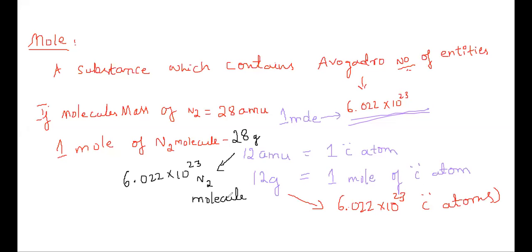The object is changing here. The object will change, but the number remains constant. It can be any molecule, any atom, any electron, proton, whatever you take, the object changes. But the value of 1 mole, 6.022 × 10^23, will not change.